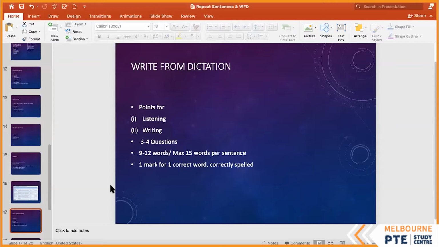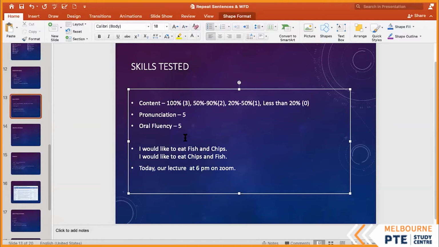The way write from dictation is marked is a bit different from your repeat sentences. Repeat sentence was based on what? The marking? Oral fluency, pronunciation, content. I'm talking about just the content part. How was content marked in repeat sentences? Based on sequence. Guys, phrases is referring to retell lecture. We're not looking at that. Repeat sentence was based on content, 100% of sequence. That means each and every word needed to be in the exact same place.